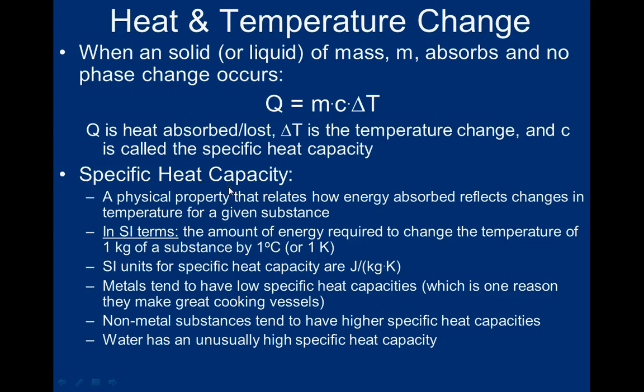So we need to talk about this c, this heat capacity idea. Heat capacity is a physical property that relates to how the energy absorbed reflects in changes of temperature for a given substance. So the units for heat capacity are joules per kilogram times Kelvin. Metals tend to have low heat capacities, which makes them good cooking vessels. They don't absorb a lot of the heat. It doesn't take a lot of heat input to get them to increase in temperature. Other materials tend to have higher heat capacities. Water has a weirdly high specific heat capacity.